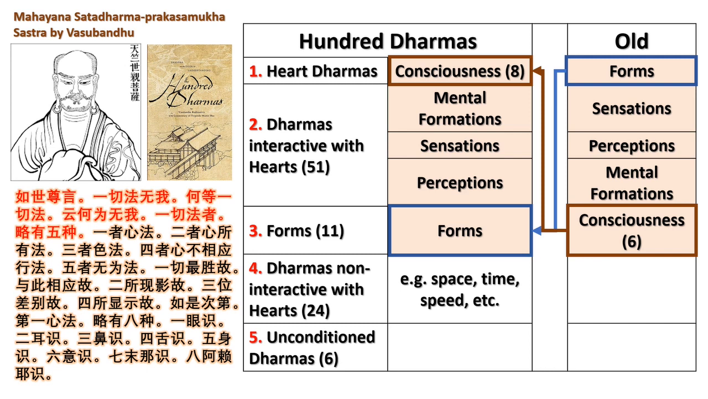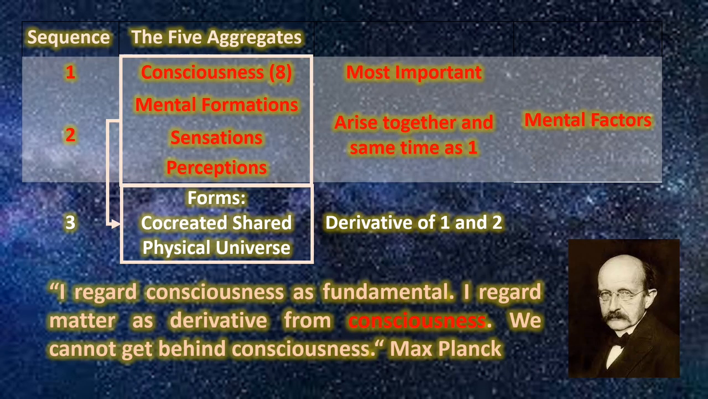It is followed by the aggregates of mental formations, sensations, and perceptions. These 3 are said to arise at the same time as consciousness. Form aggregates is now placed at the bottom position, as it is the product of the other 4 aggregates. There is a category of law which includes, among other things, space, time, and speed, called the non-interactive. This category is considered fake laws compared relatively to the 5 aggregates. The new sequence, as explained by Vasubandhu, shows clearly that form aggregates, or the co-created and shared physical universe, are the results of mental factors.